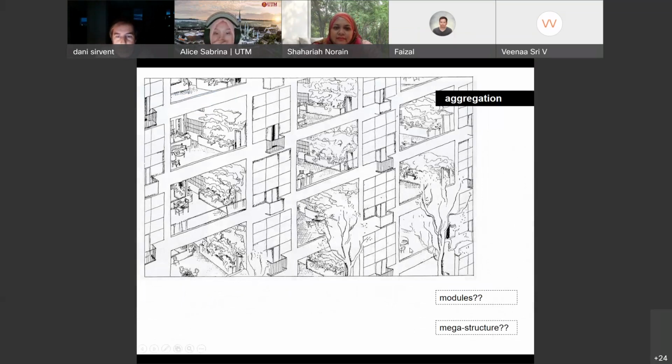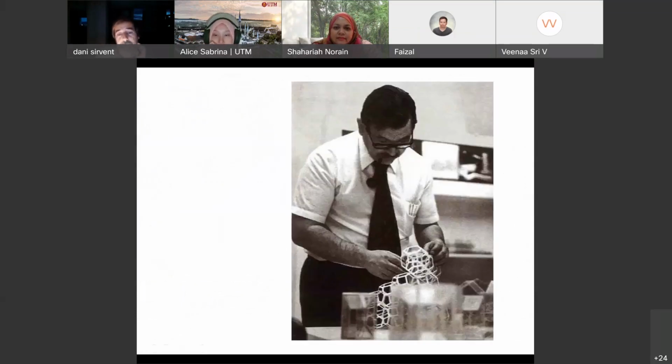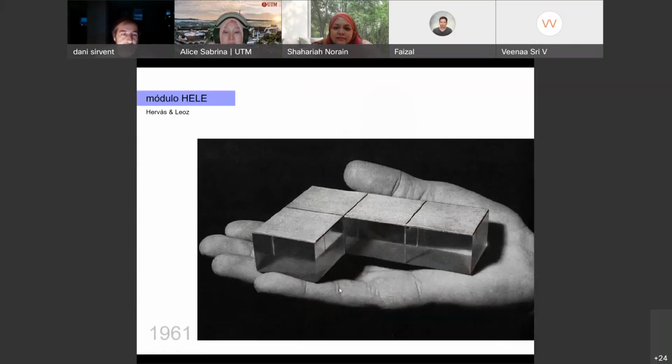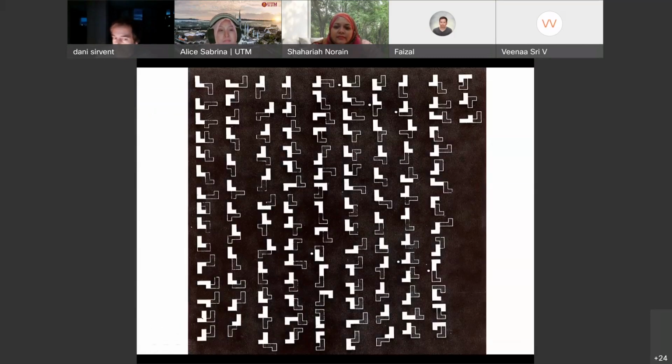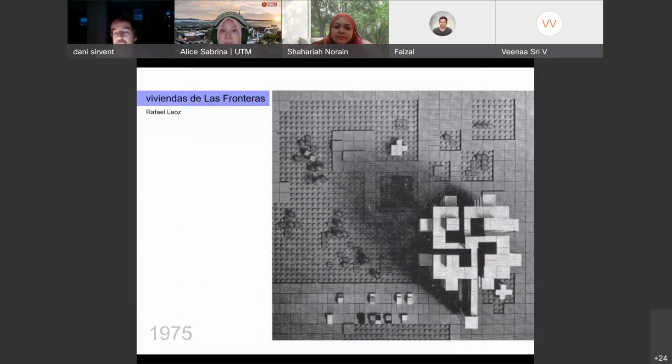But later I'm going to introduce two famous Spanish architects. First is this one, Rafael, who was studying these systems. He created this element that is called module L, and he could create 144 different shapes with only two of these L elements. He built only one thing in his life.